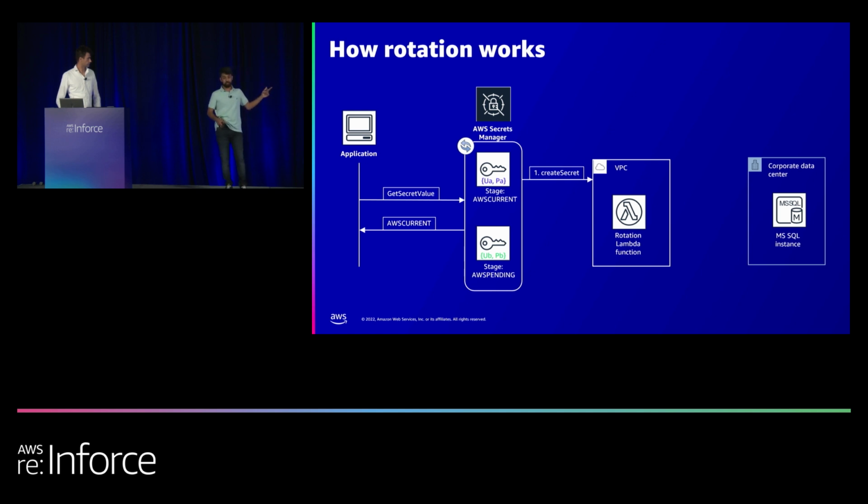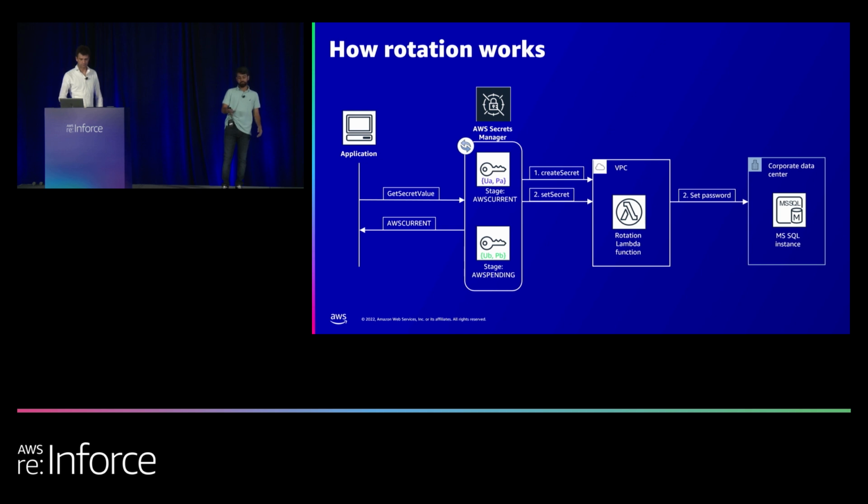At this point, your application is still calling getSecretValue, it's still getting the current version. This is still the credential pair that works with your resource. Let's say the resource in this case is a SQL instance running on premises. So your application's calling getSecretValue, you're getting the current version, you're using that to log into your on-premises database, everything works great. It's just that we've created a new version that we're going to use.